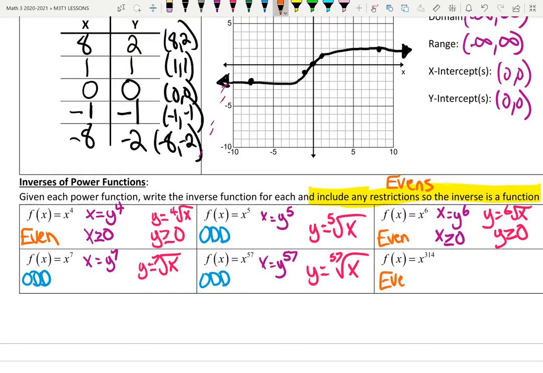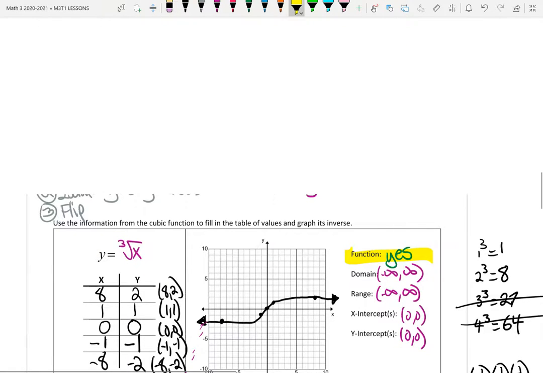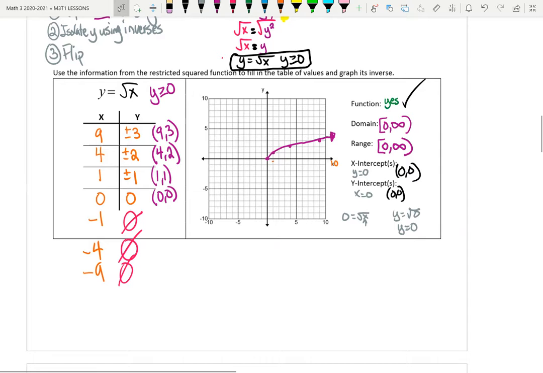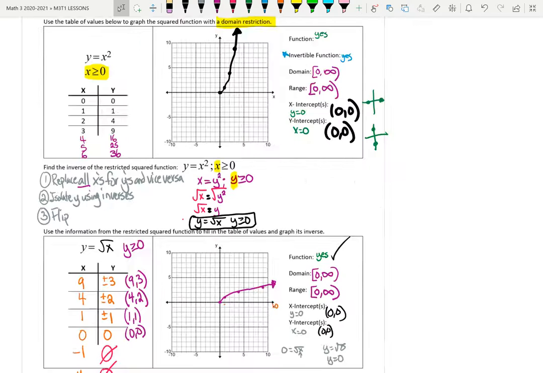Likewise, this next one is even. And I can even jump ahead saying that y is equal to the 314th root of x when y is greater than or equal to 0. This restriction is created because it's even. Specifically, I'm going to jump back. In Part 2, we looked at the restriction. All this restriction does is it creates a situation where it's invertible, and that means that the inverse will be a function.